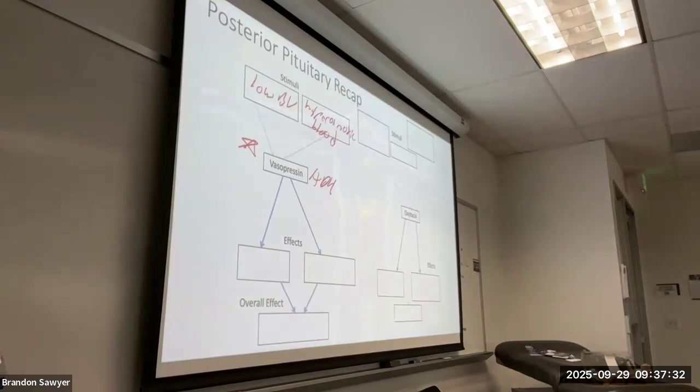What are both of those things associated with? Low blood pressure and dehydration, right? Yeah, right. So low blood volume, hyperosmotic blood, it means we've lost water, right? Low blood volume probably means we've lost both water and salt, but hyperosmotic blood means we've lost more water than we have solute, right? And so that's going to lead to the release of vasopressin.